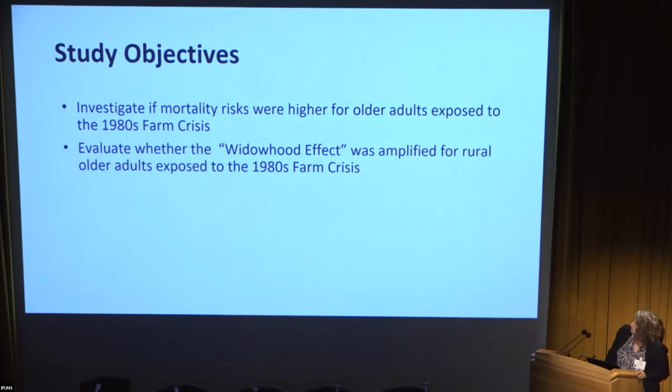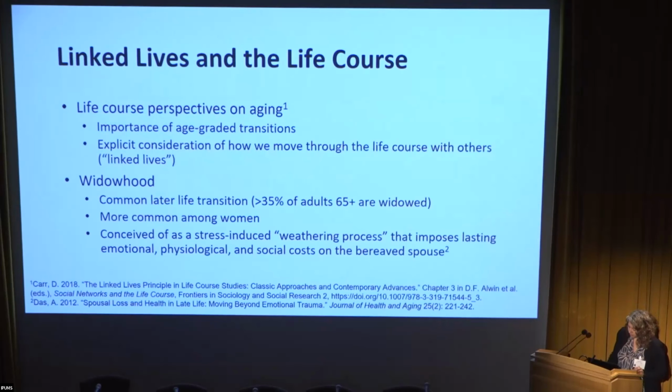The two objectives of this study that I'm about to discuss were to first investigate whether mortality risks were higher for older adults exposed to the 1980s farm crisis, and second, to evaluate whether the widowhood effect was larger for rural older adults who lived through the 1980s farm crisis compared to older adults residing in other places during the same time period.